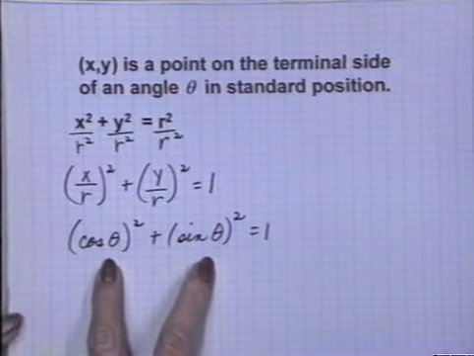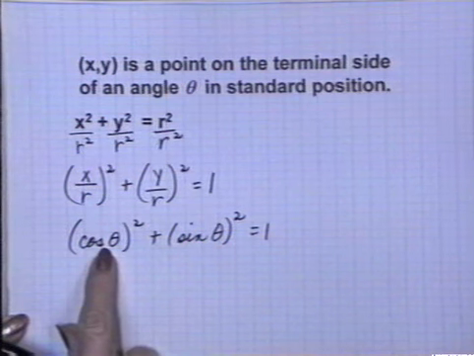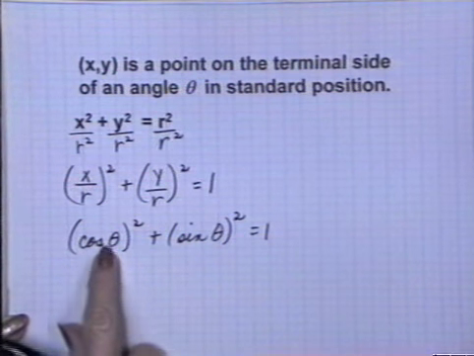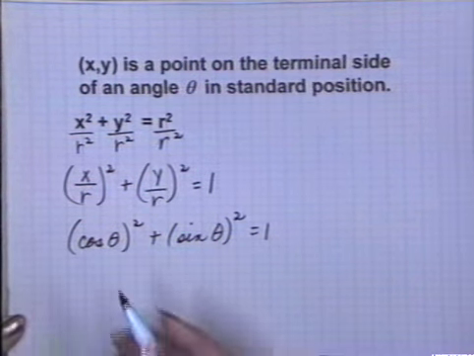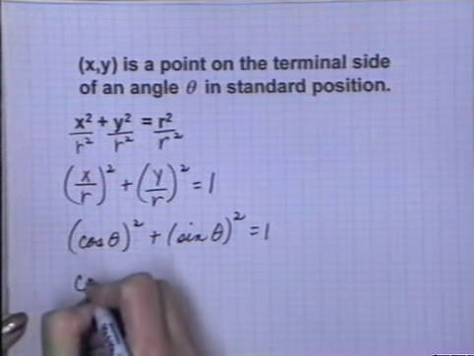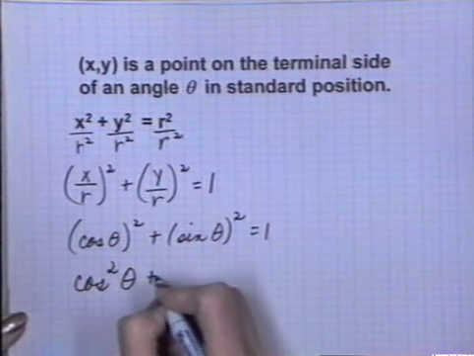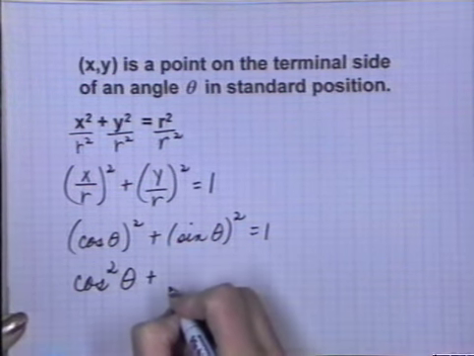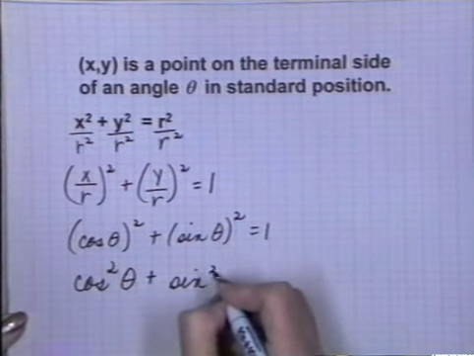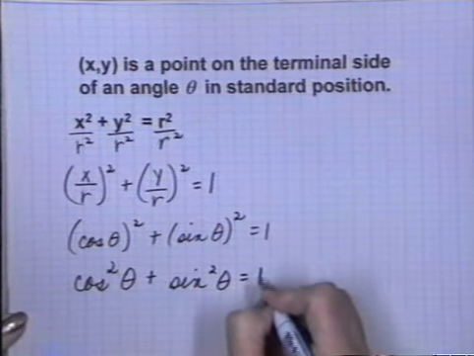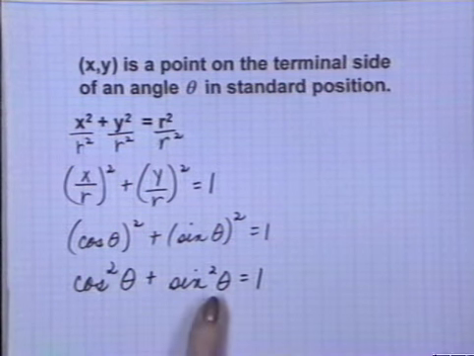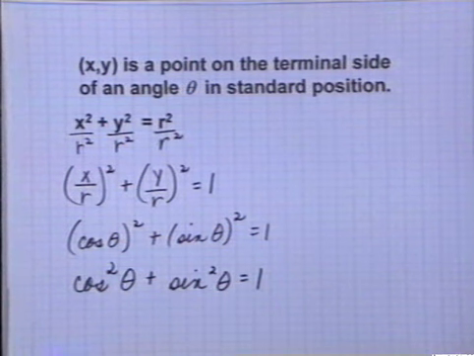Now we know from a previous lesson that when we mean cosine theta times cosine theta, which is what cosine theta squared means, we agree in trig that we'll put that square right there. So this first identity is cosine squared theta plus sine squared theta equals 1.